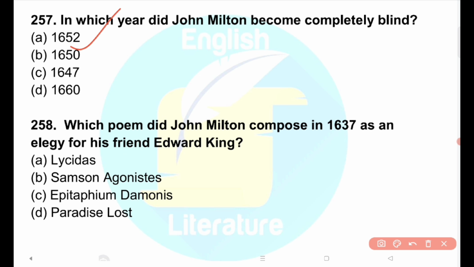Which poem did John Milton compose in 1637 as an elegy for his friend Edward King? Option A, Lycidas. Lycidas was written in 1637 after Edward King's tragic drowning. It mourns his loss but also criticizes corruption in the church. It is one of the most famous pastoral elegies in English literature.